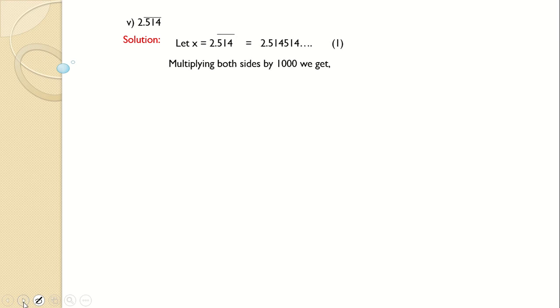And the last sum now, 2.514 bar. Here you would say there are three numbers after the decimal point. So that means we are going to multiply both sides by 1000. When you multiply by 1000, you can see that the decimal point will be shifted three places here after 4, three places. So we will get 1000x is equal to 2514.514514 is recurring, so that is 514 bar.